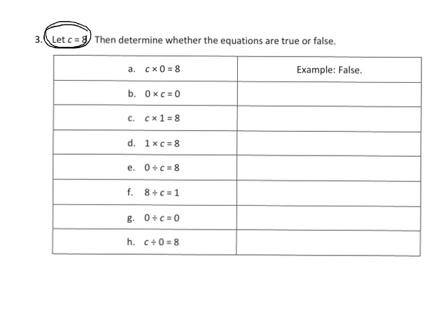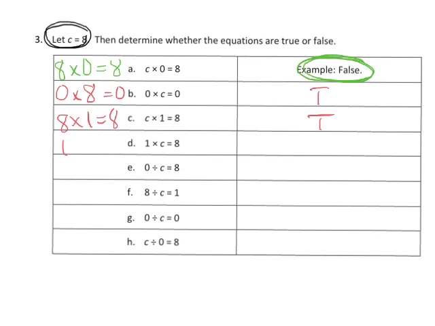So for this first one here, we're going to change that to 8 times 0 equals 8. All right, well, 8 times 0 equaling 8, that's a false statement, so that's why they wrote the word false over here. So let's try the next one. 0 times 8 is equal to 0. Well, that's a true statement. And then we've got 8 times 1 equaling 8. Well, that's a true statement. How about 1 times 8 equaling 8? Well, that's a true statement.